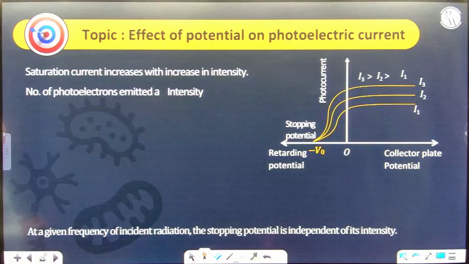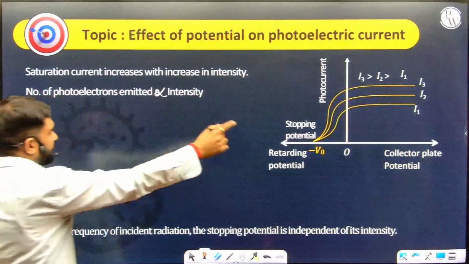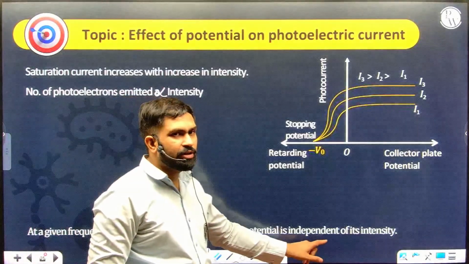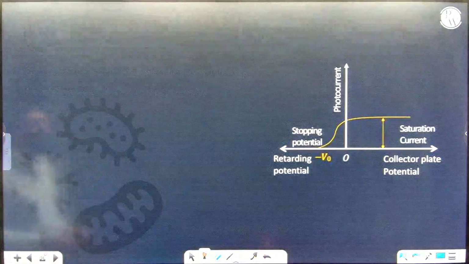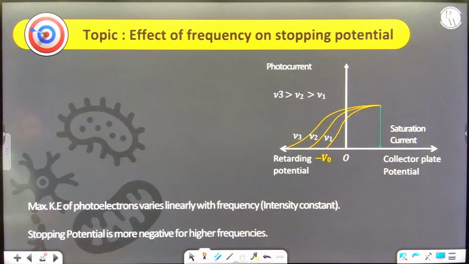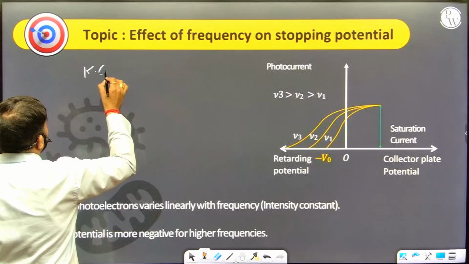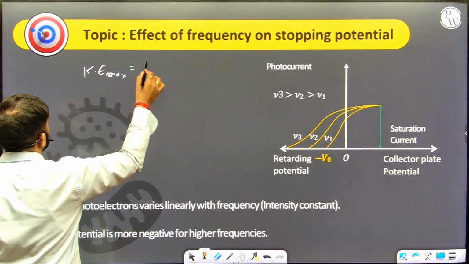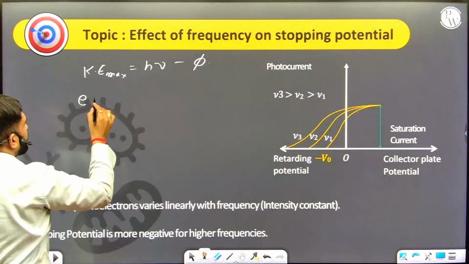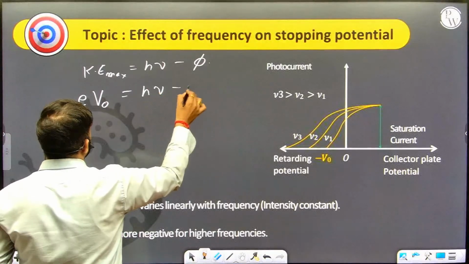So the number of photoelectrons emitted is proportional to intensity, that we know. We have seen that graph. For a given frequency, stopping potential is independent of the intensity. Alright, the effect of frequency on the stopping potential. That we can easily guess. From Einstein's photoelectric equation, K max is equal to h nu minus the work function. K max can be written as electronic charge into stopping potential's magnitude, and it will be equal to h nu minus phi.